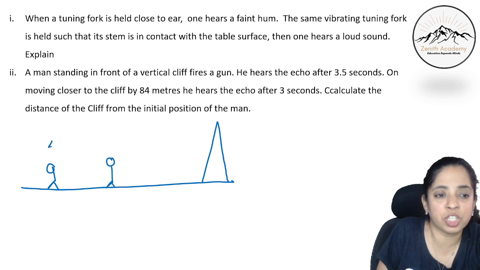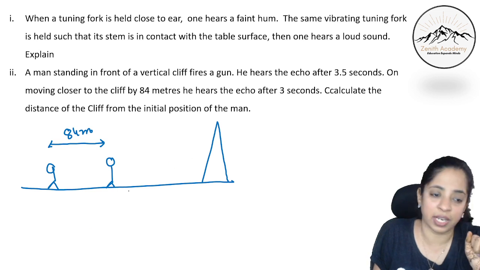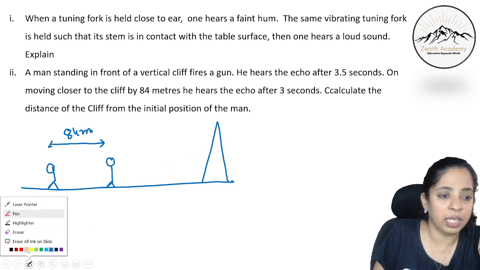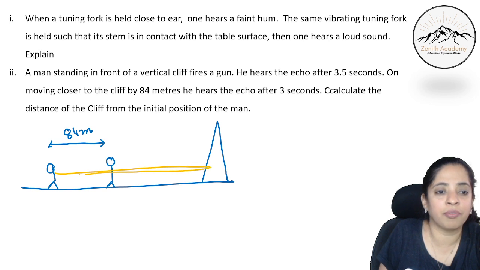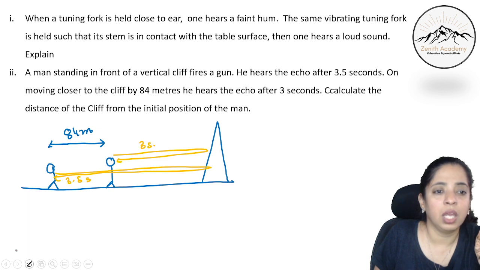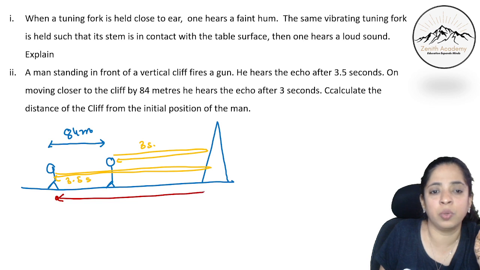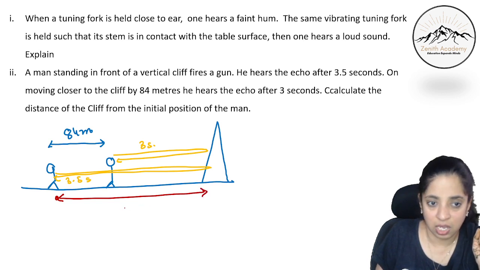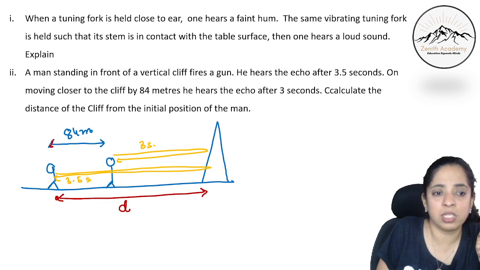so he has moved 84 meters, so from here to here it is 84 meters. He hears an echo after 3 seconds. Getting it? Initially, he was hearing the echo after 3.5 seconds. Now he is hearing the echo after 3 seconds. Calculate the distance of the cliff from the initial position. This was the initial position. From here to here you have to find this distance. Now suppose this is D. Now this is 84. So what will it be? This will be D minus 84. Isn't it?